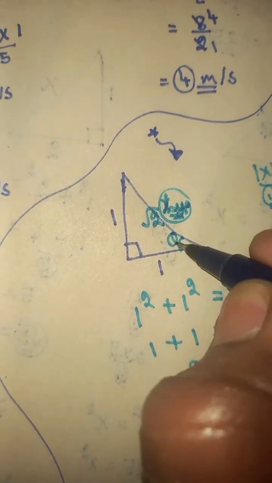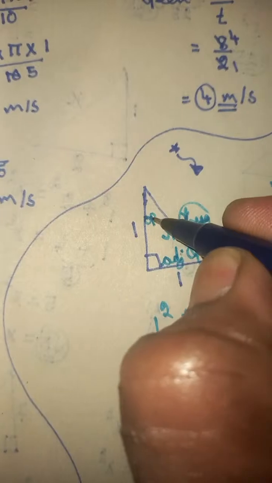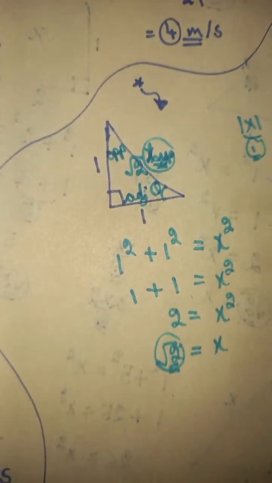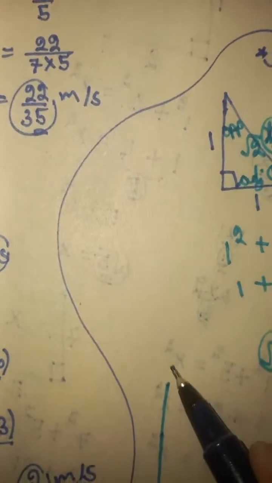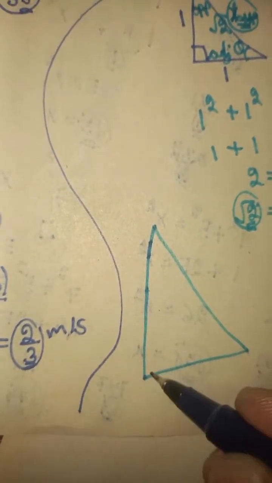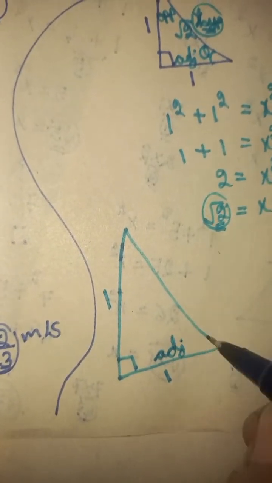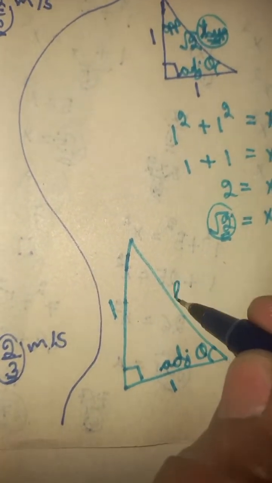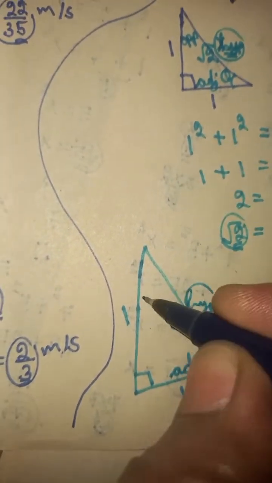Here they give this angle as theta, so this becomes adjacent and this becomes opposite. Now how to find the different trigonometric ratios? Let us write a bigger triangle of it. Here 1, 1, this is adjacent, here angle theta, this is hypotenuse, and this one is root 2, and this is opposite.